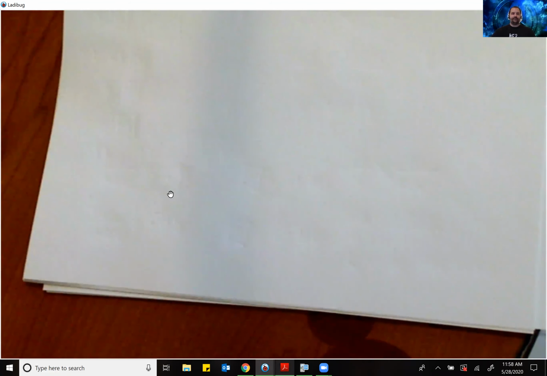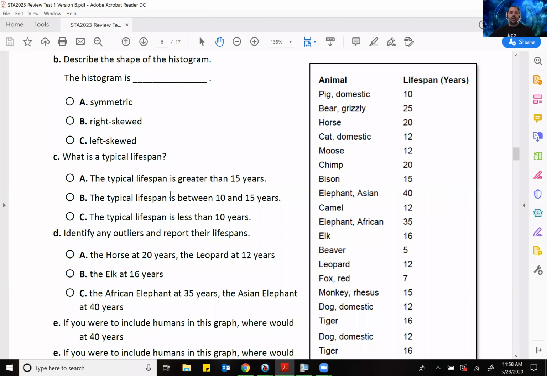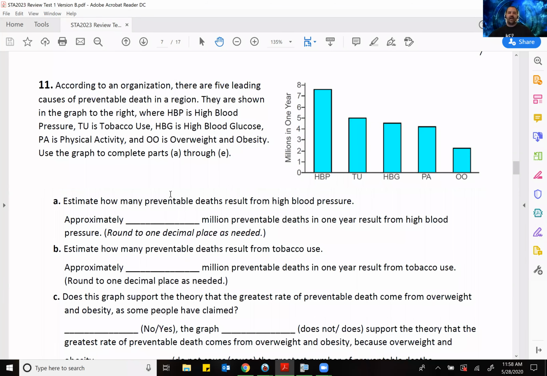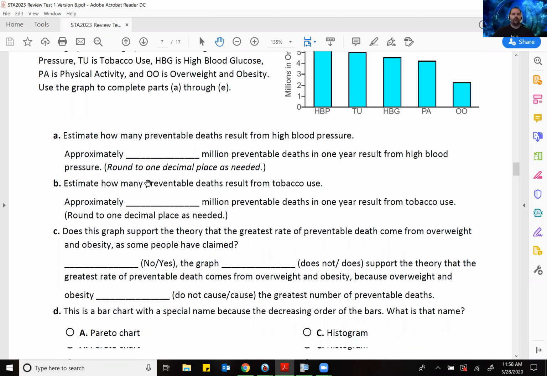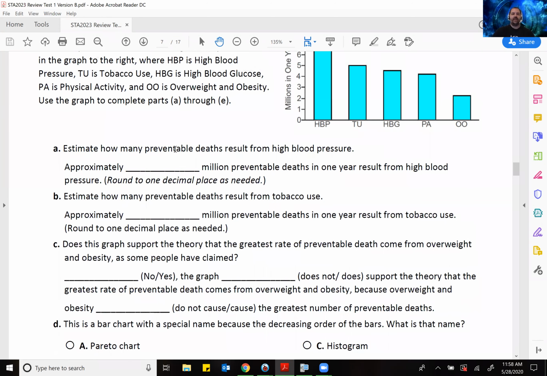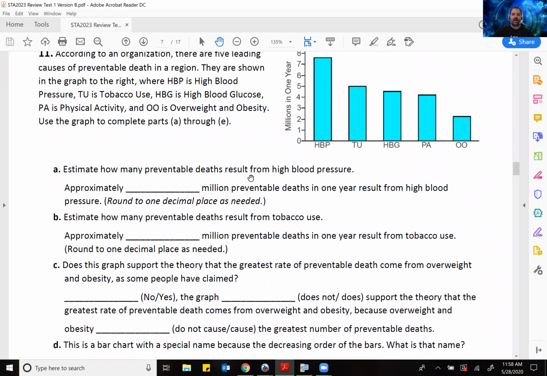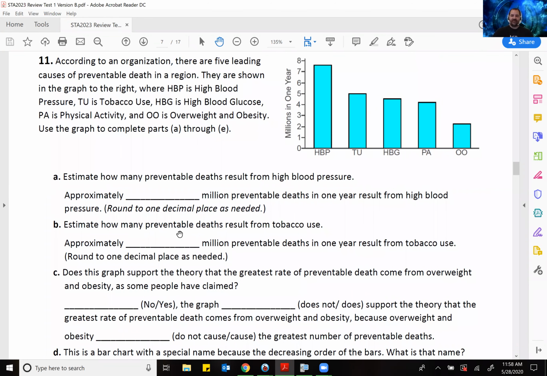All right. That was 10. 11. According to an organization, there are 5 leading causes of preventable death in a region. They are shown on the graph. So you've got high blood pressure, tobacco use, high blood glucose, physical activity, and overweight and obesity. And all they want us to do is answer some questions. Okay. So it says, how many preventable deaths result from high blood pressure? And it says round to 1 decimal place as needed.